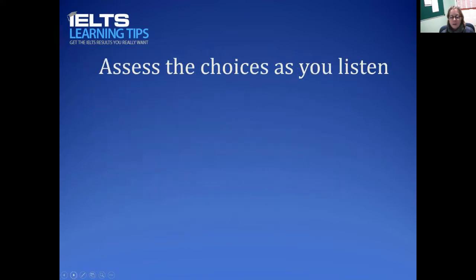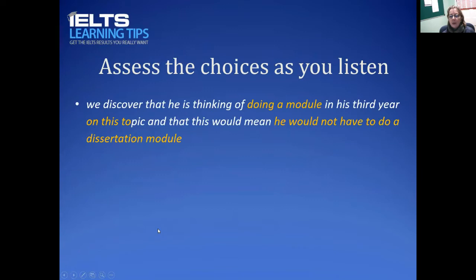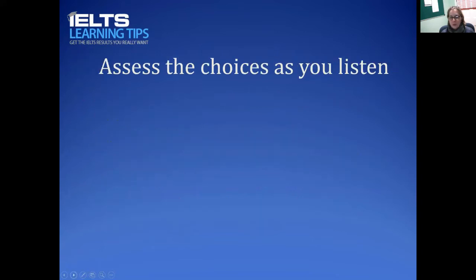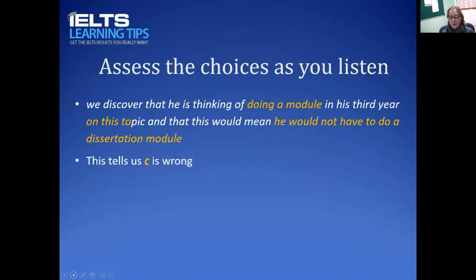Now, we can assess them. So we find out that he's thinking of doing a module in his 3rd year on this topic. And that means he would not have to do a dissertation. So if you go back to the choices here, then he will not do a dissertation if he does this topic now. So that one we can dismiss. Okay, so C is wrong.